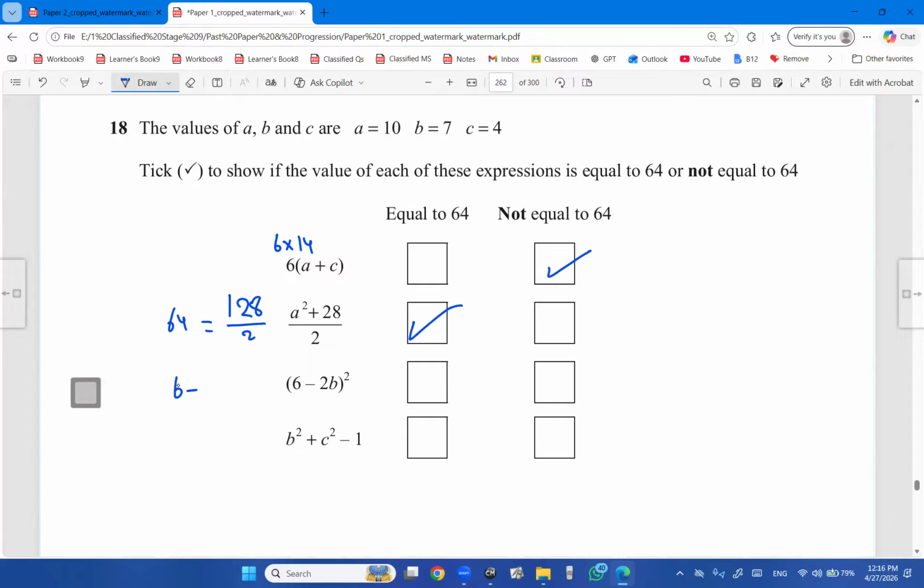Here is going to be 6 minus, my 6 looks like a B, I don't know why. 6 minus 2 multiplied by 7, which is 14, but all is squared. So here is going to be negative 8 squared, which is positive 64. The last one, 7 squared, which is 49, plus c squared, which is 16, minus 1. You're going to find that it is 50. 65 minus 1 is also 64, which is this one.